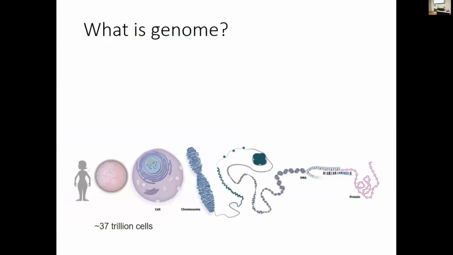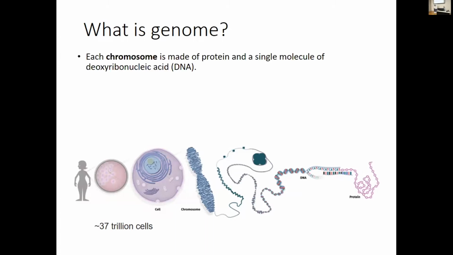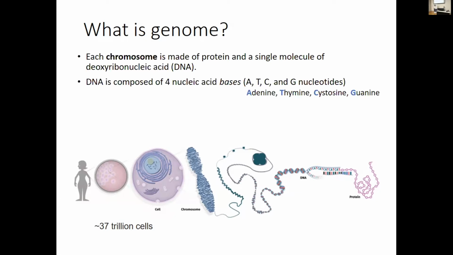Your body has close to 37 trillion cells. Within your cell, you have a nucleus, and within the nucleus, you have chromosomes. Each chromosome is made up of a protein and a single long-strand molecule of deoxyribonucleic acid called DNA. DNA is composed of 4 nucleotide bases, abbreviated as A for adenine, T for thymine, C for cytosine, and G for guanine.